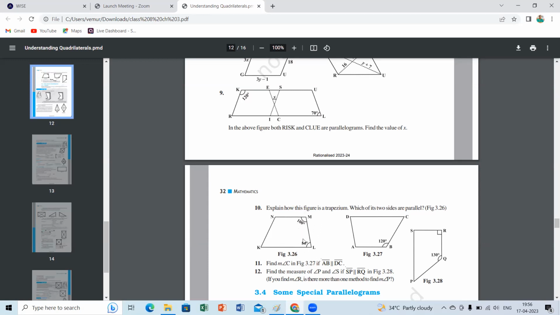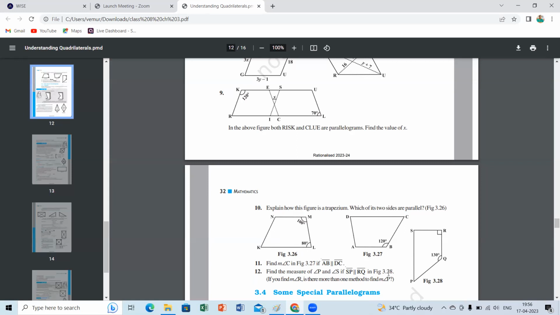Adjacent angles also. Adjacent angles sum up to 180. Very good, very good. Who gave this point? Excellent. That's the point I want, children. That's why I'm continuously waiting for that point. Then adjacent angles, the sum should be equal to 180.